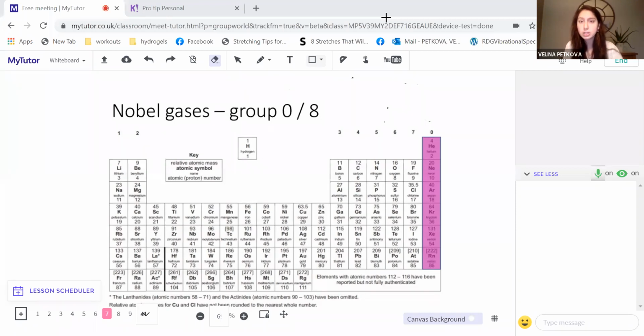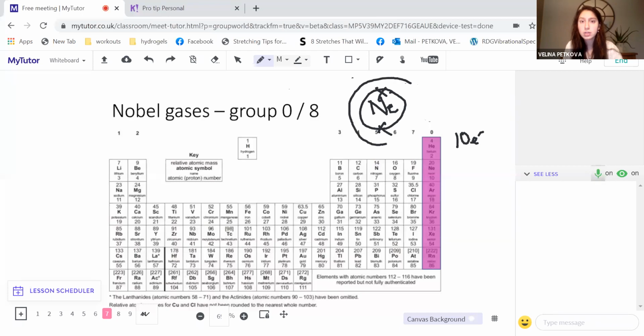So if we looked at neon, that is also a noble gas as it's in group 0/8. Neon has 2 electrons in its first shell. In total, it has 10 electrons, so it has 8 electrons left, and they go in its outer shell. And how many electrons does the outer shell want? It wants 8. So neon has a stable configuration as it has a full outer shell.